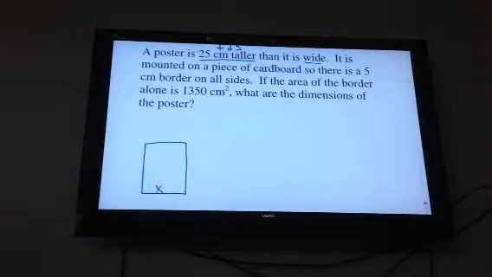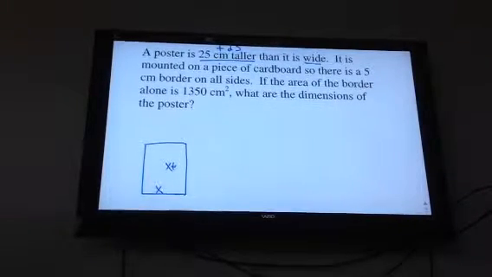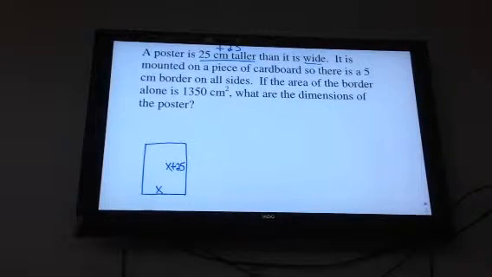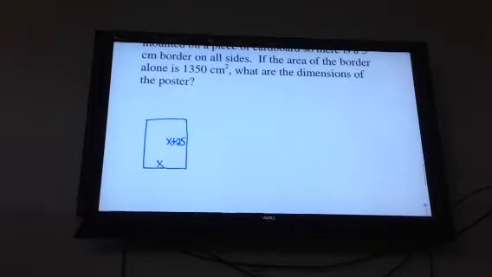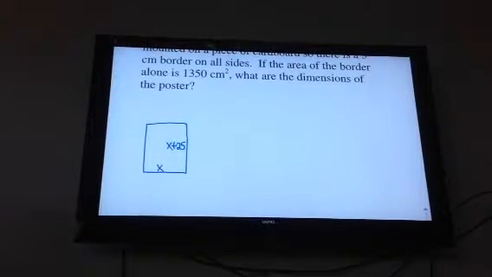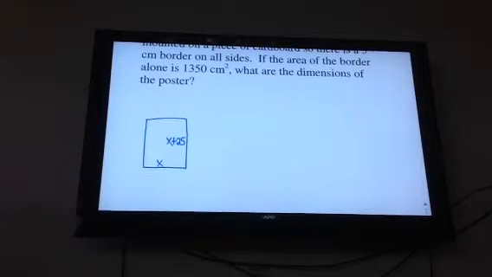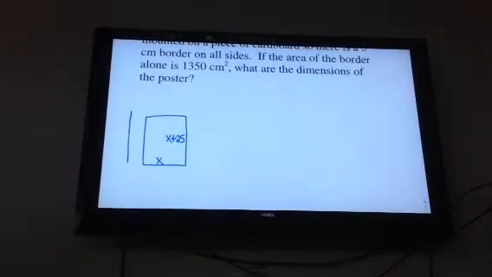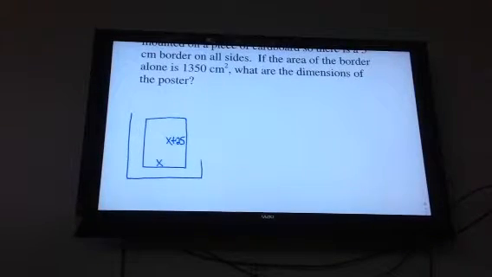And then my poster is 25 taller. So the length, if you want to call it that, the height, is X plus 25. Okay? So there's my poster. Now I'm going to take that and mount it on a piece of cardboard. It looks kind of like that picture over there of my former CLC group, where we have a picture and there's a frame around it. So I'm mounting it on a piece of cardboard so that there's a border on all sides.